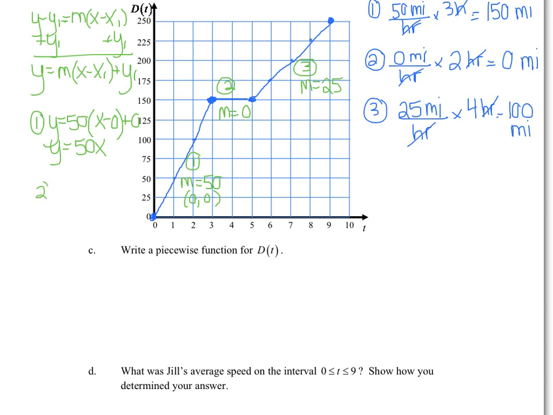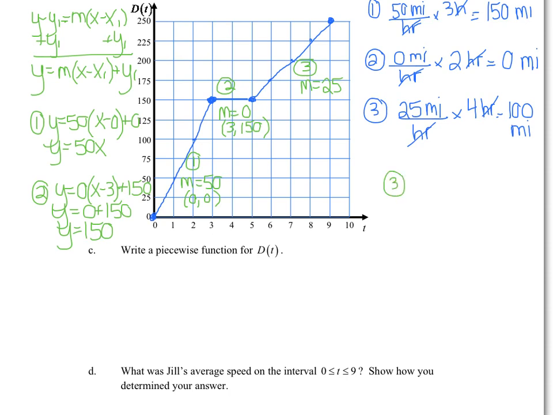For equation 2, we have a slope of 0. We can pick a point like 3, 150. I always recommend you pick endpoints. So 0 times x minus 3 plus 150. Well, anything times 0 is 0, so 0 plus 150. Our equation is going to be y equals 150.